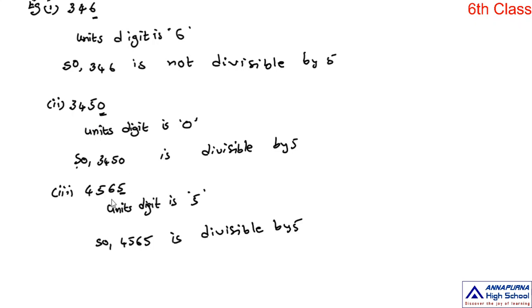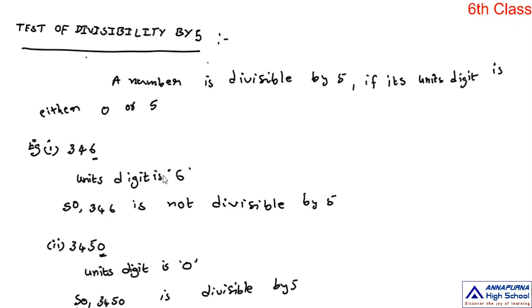In these two examples, in one number the units place is 0, and in this number the units place is 5. So 3450 and 4565 are both divisible by 5. Why? Because these two numbers have either 0 or 5 in the units place. That's why those two numbers are divisible by 5. That is the test of divisibility by 5.